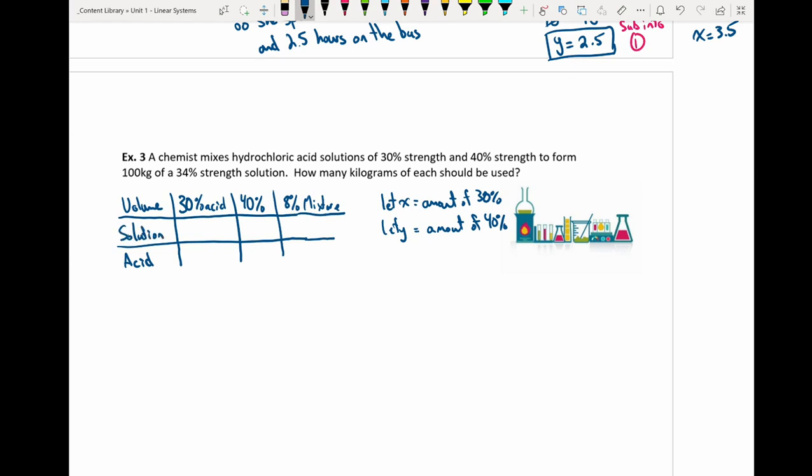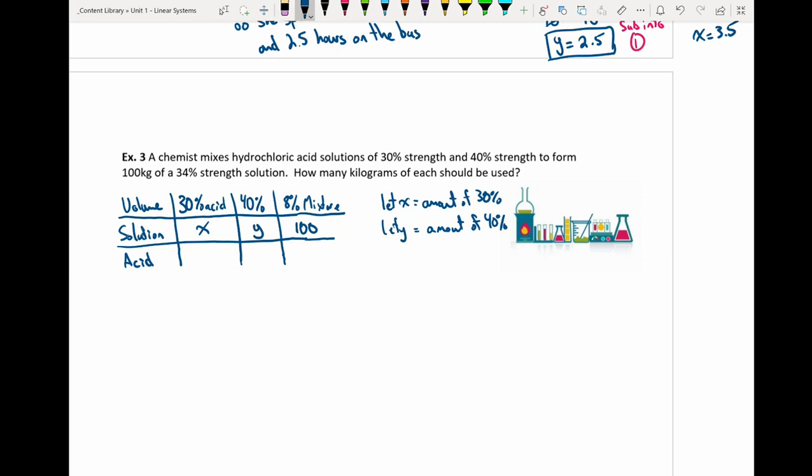Right? Remember, in science, solution is a mixture, and when we're dealing with acid, we usually dilute it with water. So the solution is actually a mixture of the acid and water. And I want to know how much of each solution I'm going to use. So I know for the solution, the easiest one here, the amount of 30% acid plus the amount of 40% acid is going to have to equal 100 kilograms.